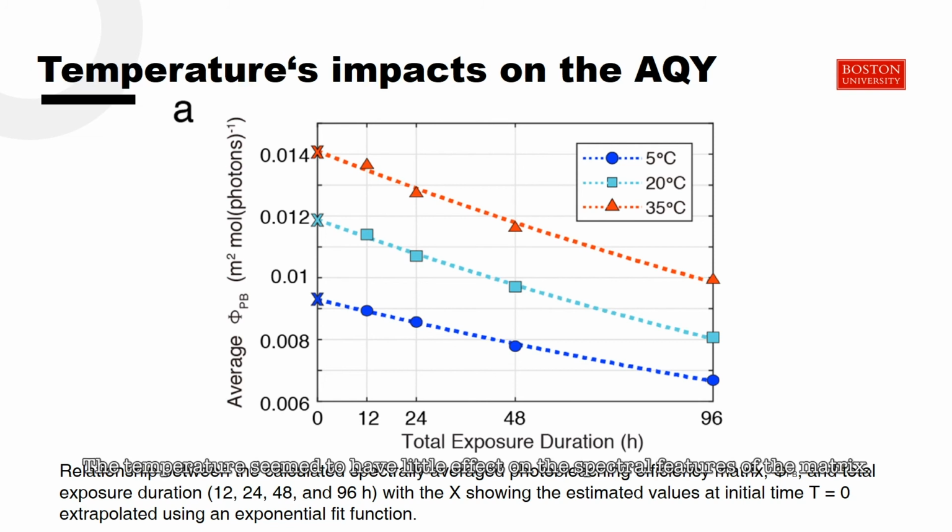The temperature seems to have little effect on the spectral features of the matrix, but its effects on the magnitude are obvious. The photobleaching efficiency increased gradually when the temperature increased. At first, the magnitude gap due to temperature could be as large as 56% between 5 and 35 degrees. This gap decreased with the total photobleaching time and ends at 28% for the 0 to 96 hour experiment.